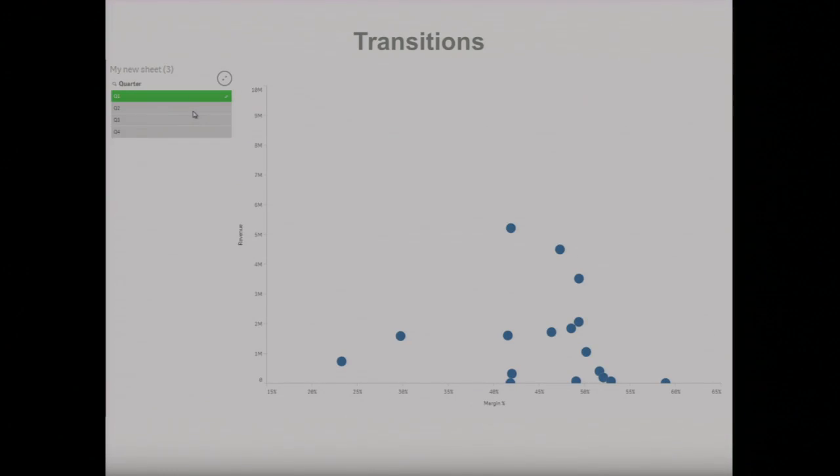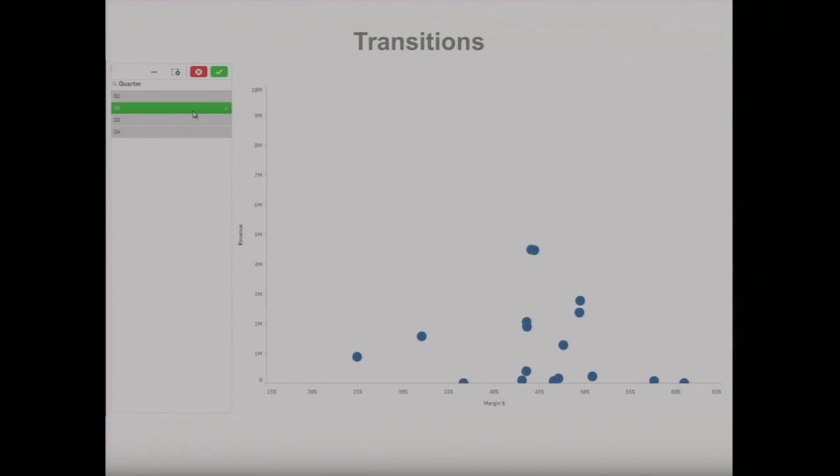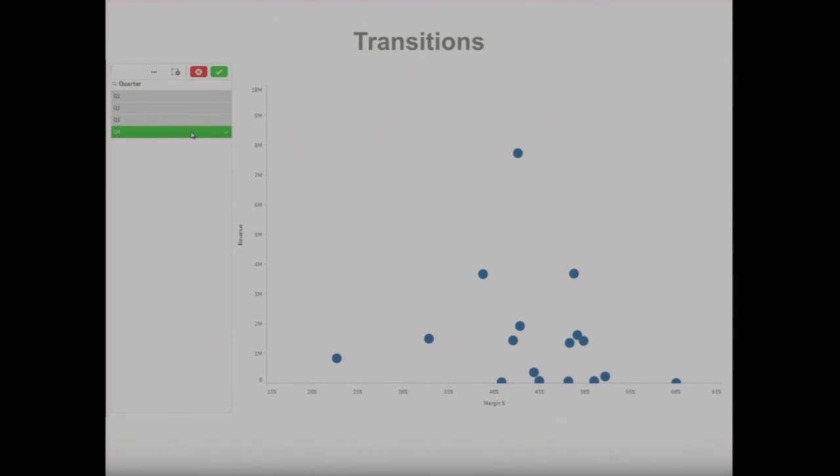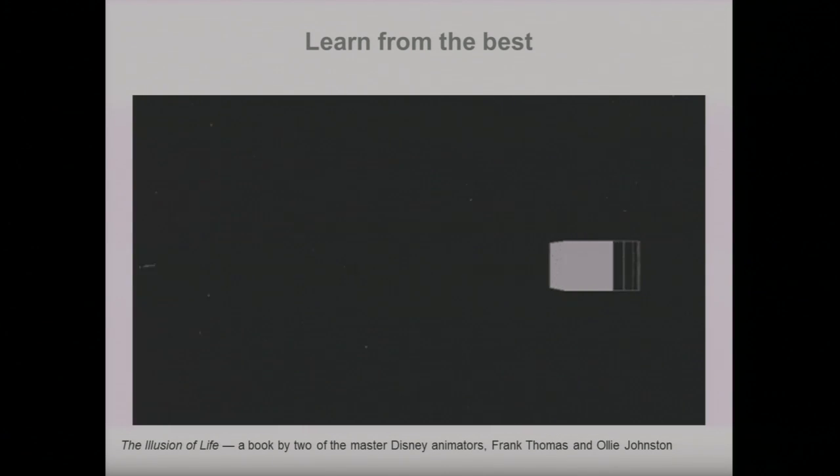But animation can still be good. I like animations when it comes to transitions. I can see how a bubble changes as I do selections. So instead of just having bubbles disappearing, appearing, I can tell you how does a bubble move from one state to another. And it's really not hard implementing this.